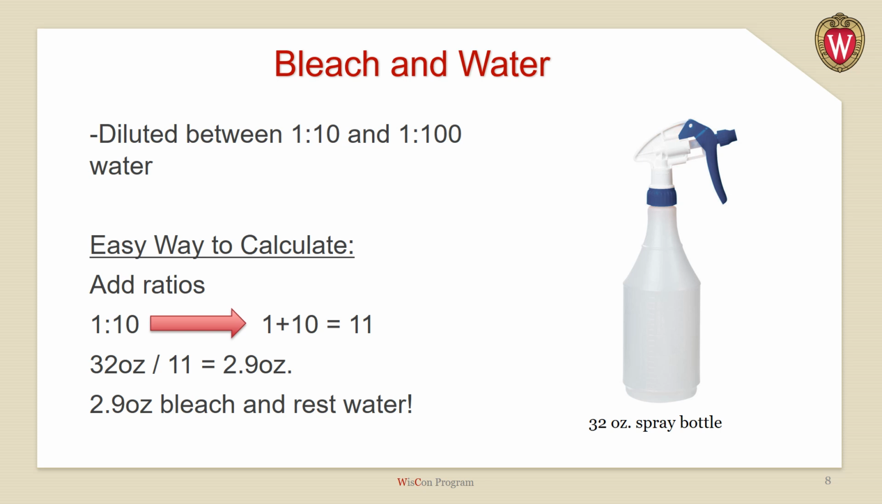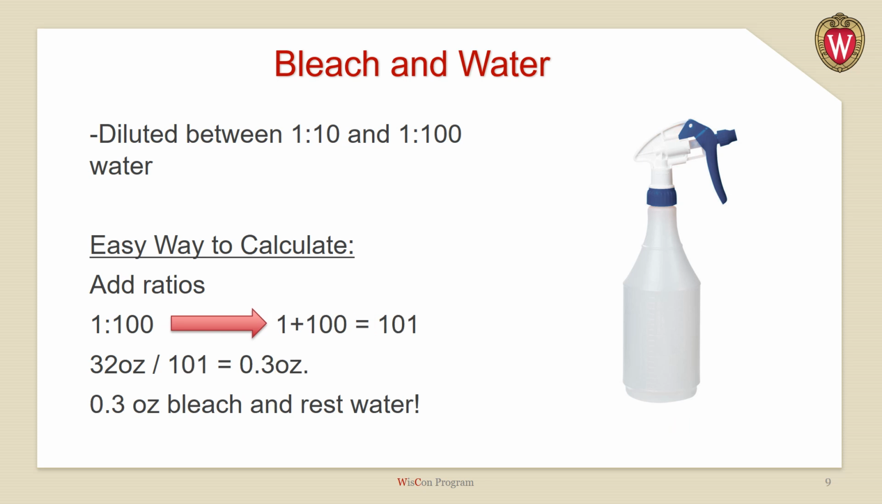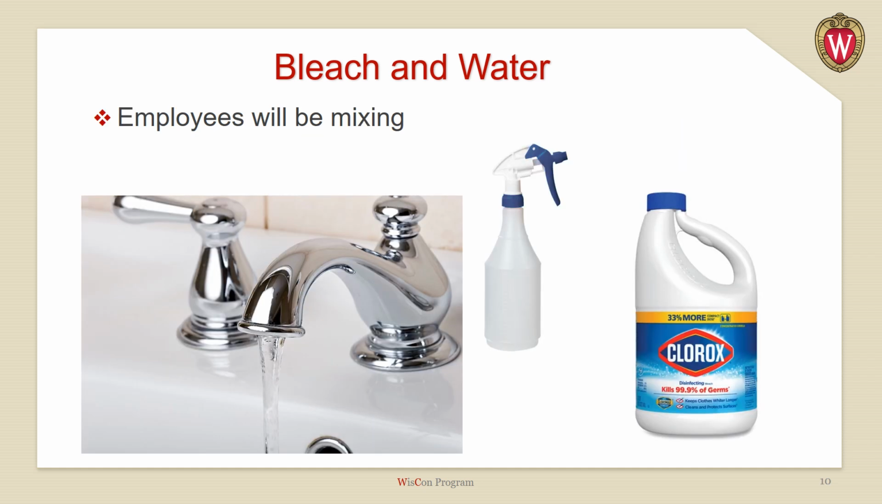Then consider the volume of the spray bottle you'll be using. In this case, we are using a 32-ounce spray bottle. Divide 32 by 11, and you get 2.9 ounces. This means that 2.9 ounces of bleach would be added to the bottle, and the rest of the bottle would be filled with water. The math would be performed in the exact same way if the desired ratio was 1 to 100.